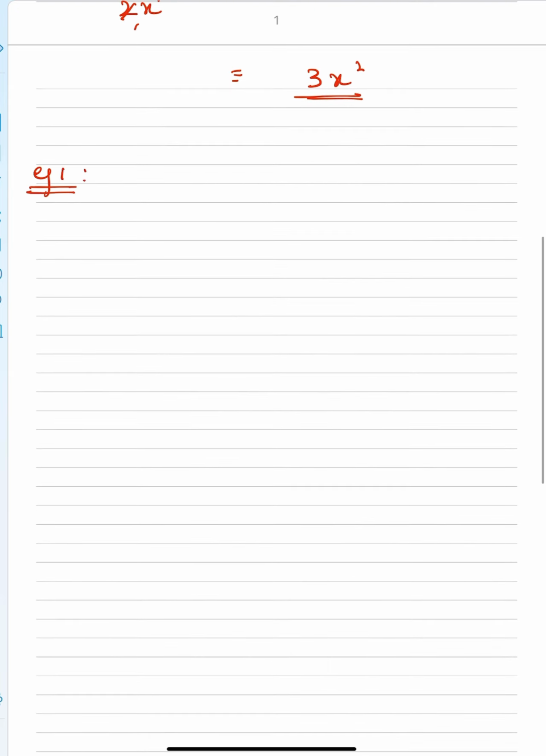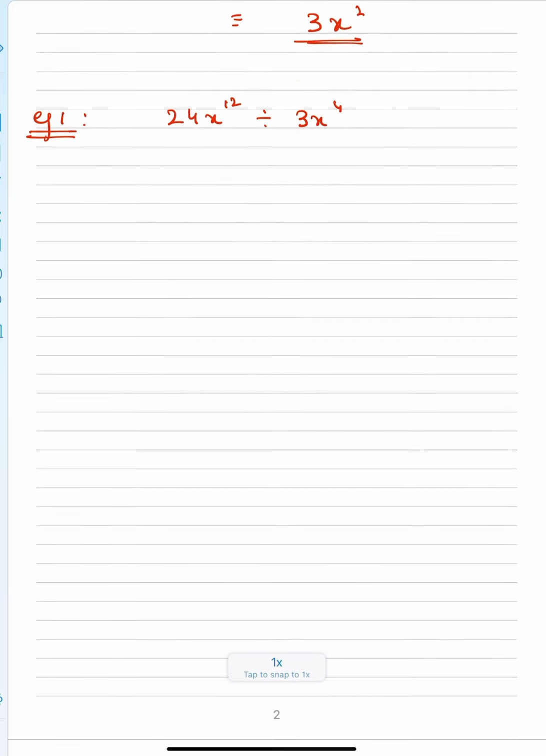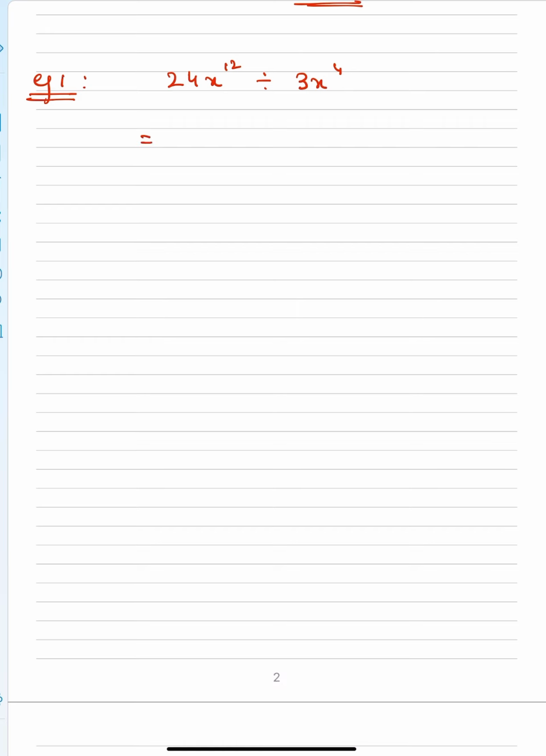Example number 1, that is 24x raised to 12 divided by 3x raised to 4. Let us write it in the form of numerator and denominator, it will be easier. Let me separate the coefficients and the variables to make it very clear.